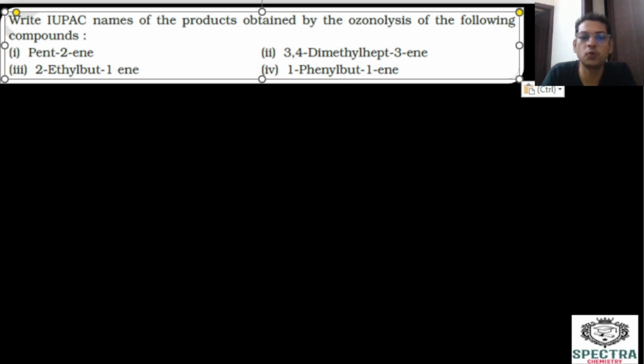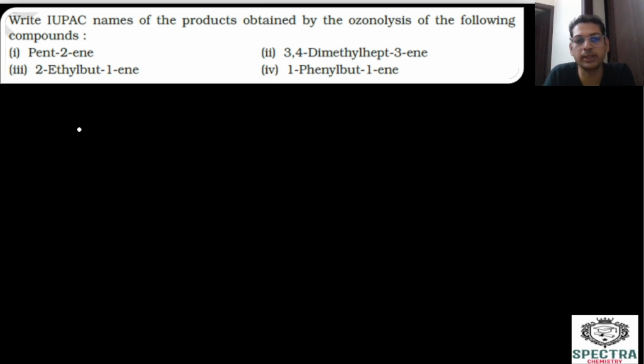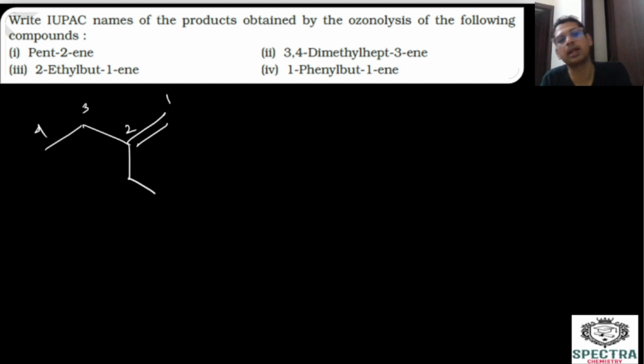Here it is given 2-ethylbut-1-ene. Oh sir, I can do this very easily. But means 4 carbons, and you take 1, 2, 3, 4. At the 1 position you have the double bond, and at the 2 position I have an ethyl group like that, or you can write this like this also. And that means this carbon has hydrogen on both hands.